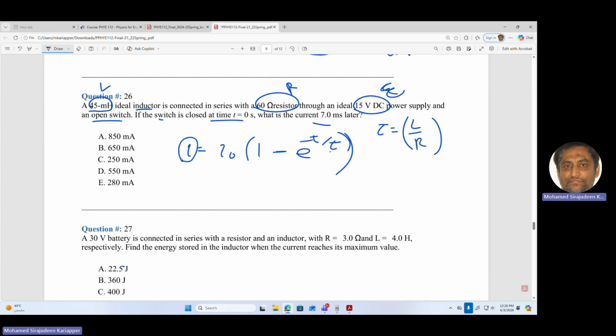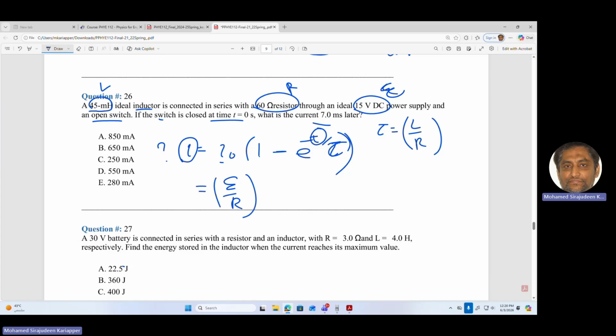Is asking for the I, this is the unknown, giving the time, not the time constant, time. Okay, so given the time, this is the time constant, find the current at that particular time. So this is a direct substitution, not solving equation. I0 is the current that eventually it will come to, which will be simply equal to the E over R.